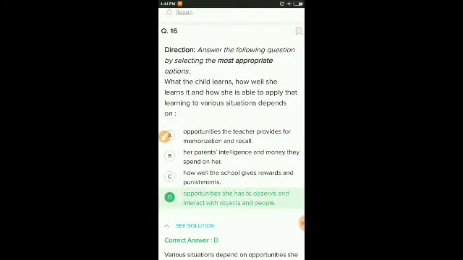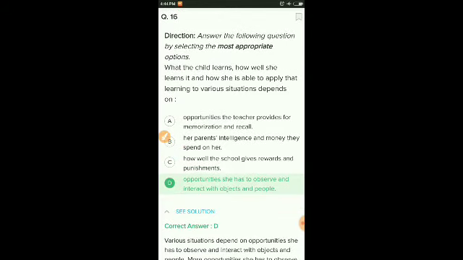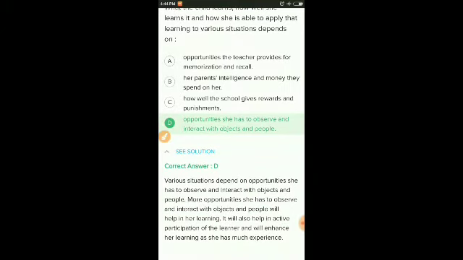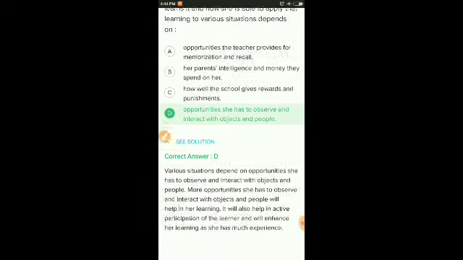Question number 16. What the child learns, how well she learns it, and how she is able to apply that learning to various situations depends on. Okay, so whatever the children learn in his life and how well he will apply all those things that he has learned in different situations, it depends on what? So it depends on the opportunities she has to observe and interact with objects and people. What opportunities the children get, and how the teachers or the people observe them, all those things depend upon it.